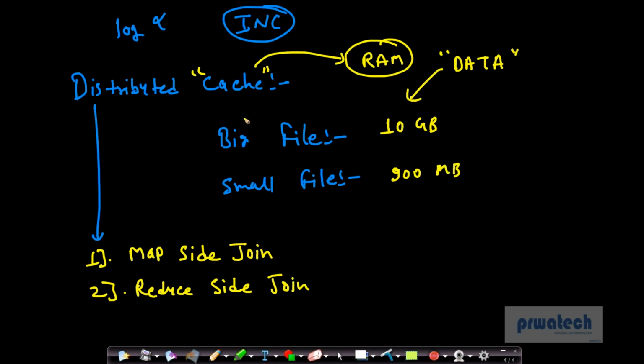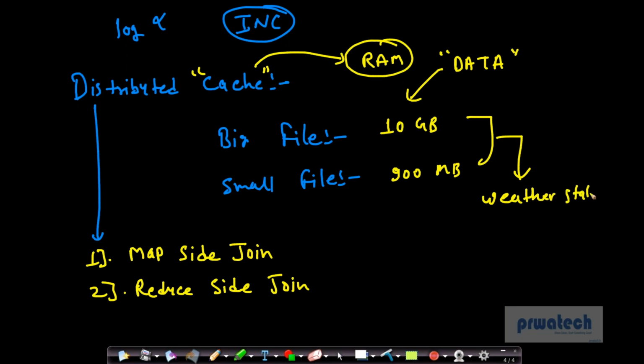So I want to do some joining operation between the big file and the small file. I want to get some common records from this 10 GB file and this 900 MB file. Let's say this record I have collected from a weather station.